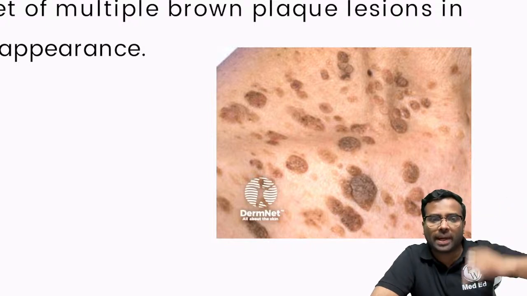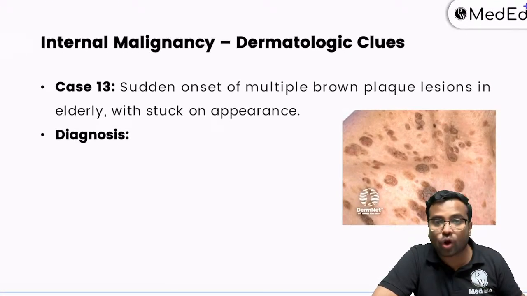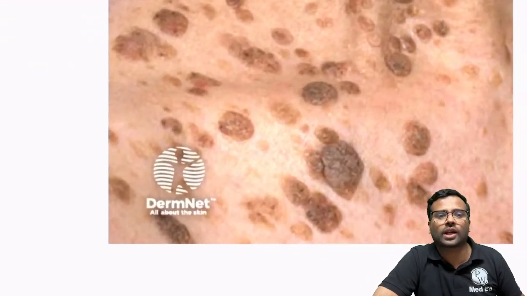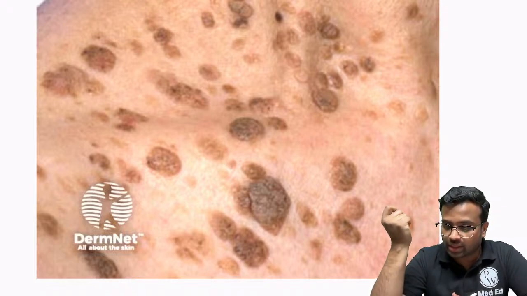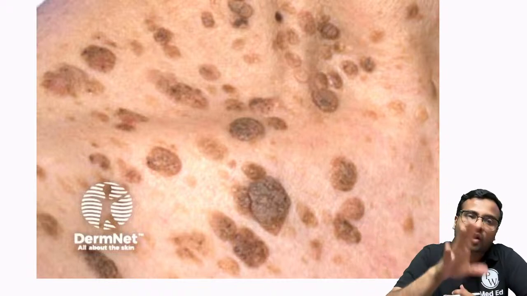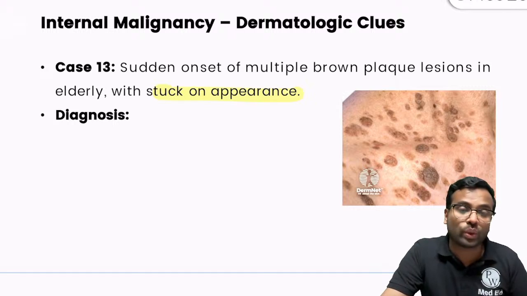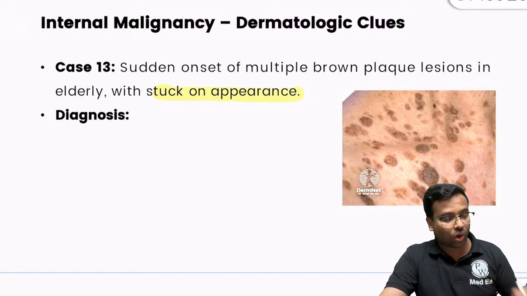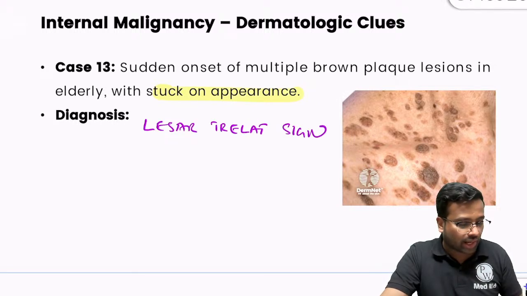Multiple brown colored plaque lesions over the body, something like this, which is having a stuck on appearance. What do you mean by a stuck on appearance? It is like the lesion is going to be glued on to the skin. The patient would be always trying to pick on these lesions and will be trying to remove them. That is a stuck on appearance. Whenever you find something like this, it may be an important clinical sign for you in surgery as well. So this one is called the Leser-Trélat sign.